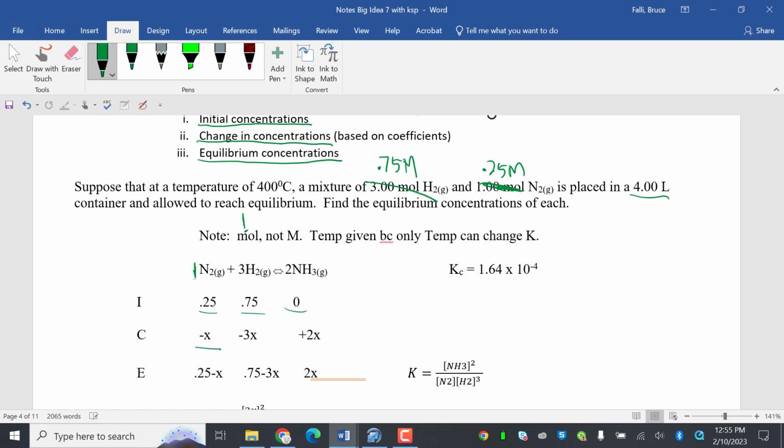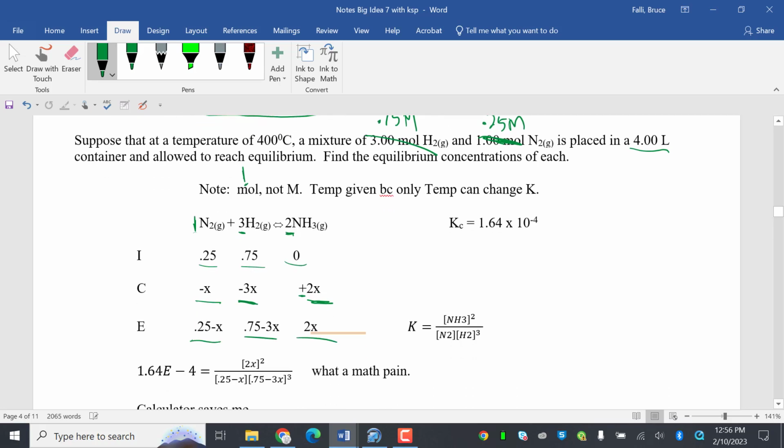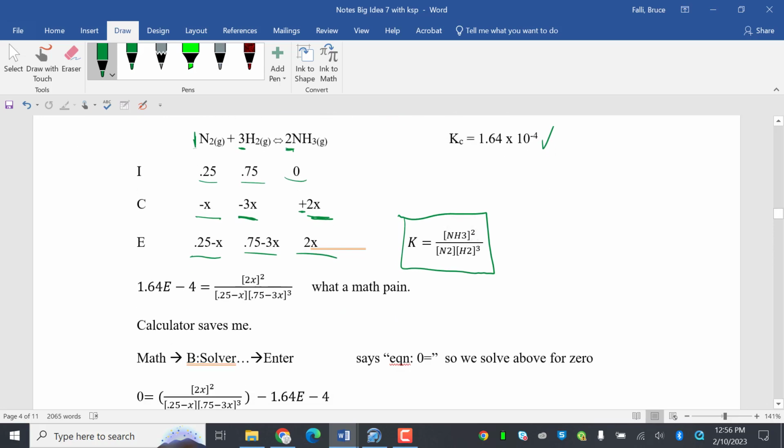Why 1X? Because my coefficient is 1. Hydrogen will lose 3 times as much because it has a coefficient of 3. And this is a product, so it's going to gain instead of lose, and it's going to change by 2 instead of 1 because of the coefficients. And then in the end, I have this monstrosity. Okay? So now I have K equals this. I plug in all of this stuff, and I go, ooh, what a math pain.